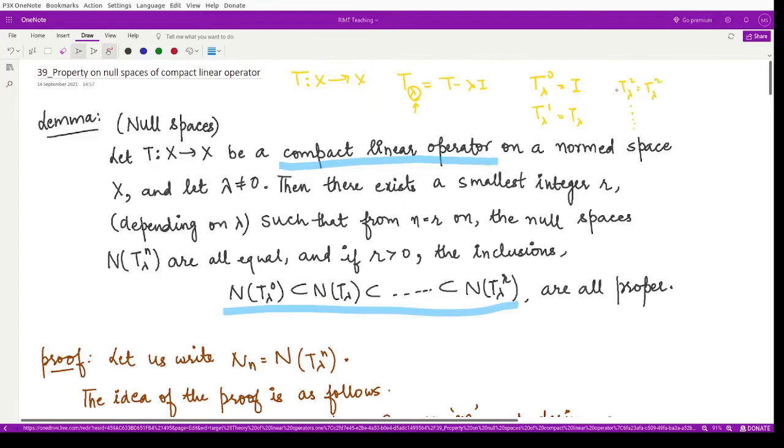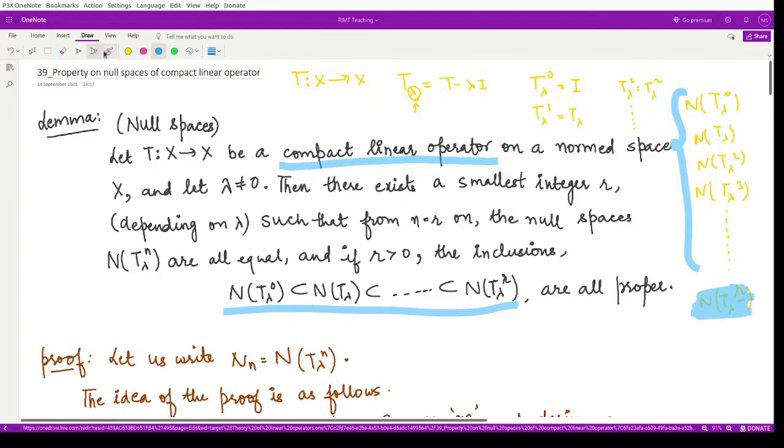We can increase the power of this operator by composing it, giving T_lambda to the power 0, 1, 2, 3, and moving on like this. Now we are talking about the null space of each of these operators. What is the relationship among all of these null spaces? According to this lemma, there is some index r such that, from the null space of T_lambda to the power r onwards, all the null spaces are equal to each other, and moreover the earlier null spaces are contained in each other, with the first one being the smallest.